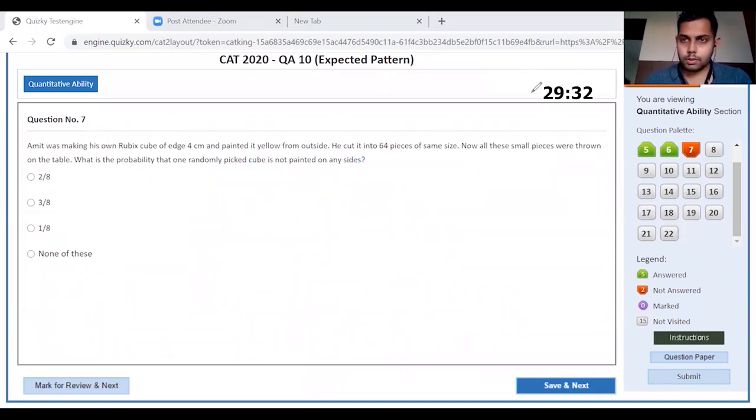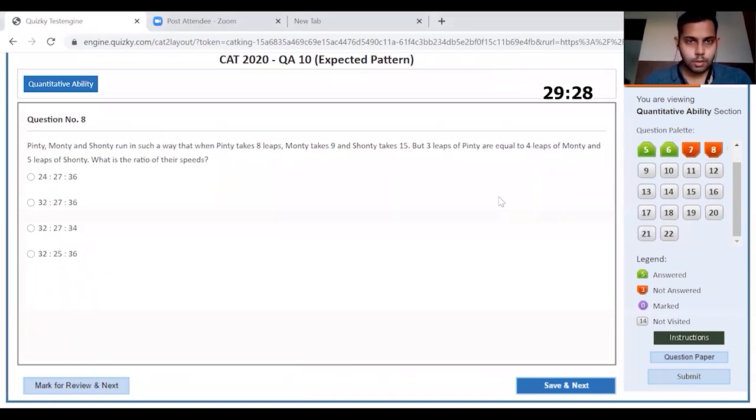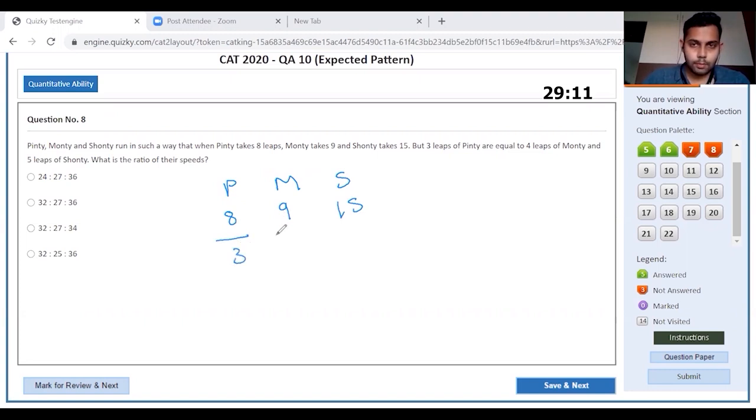Rubik's Cube, not preferably. So we are done with 5 questions. Yeah, this is simple. So P, M, and S, you take 8 leaps, 9 leaps, and 15 leaps. Okay, we need speed. We have distance, we have 3 leaps, 4 leaps, and 5 leaps. Okay, or it can just be 1/3.